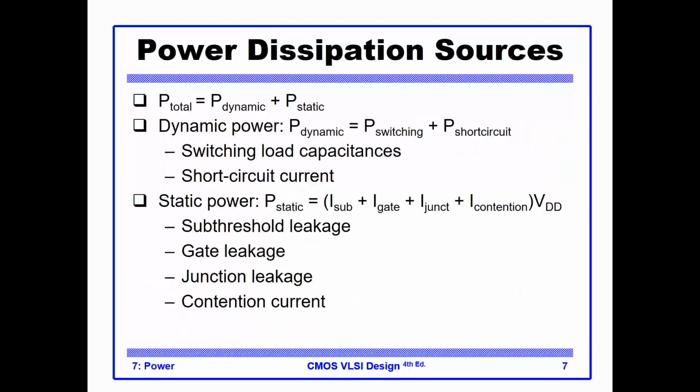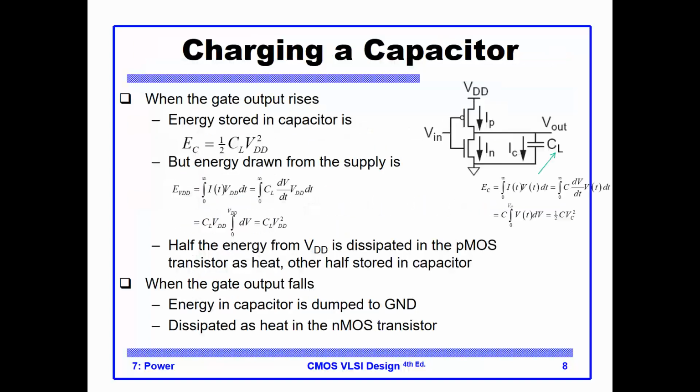As we have indicated earlier, the CMOS circuit power is dynamic and static, and we looked at the various components of those. So right now we are going to look at the switching power of a CMOS device.